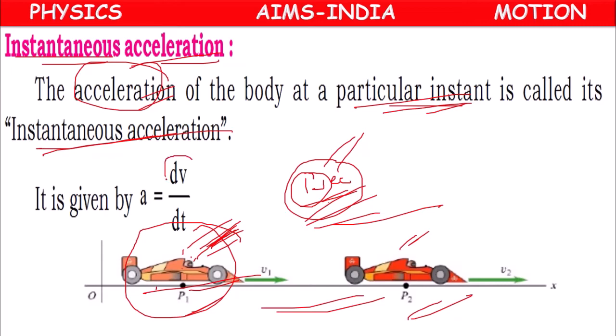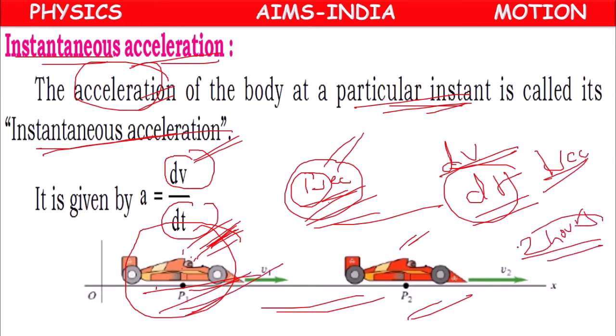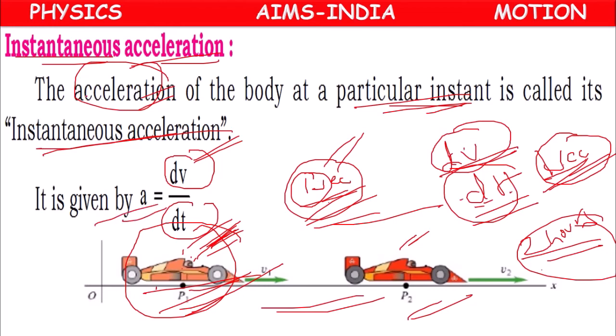But it will be very, very small, dv. dv means small change of velocity, which we can observe in dt. dt means small interval of time, like 1 second. Suppose the total car race is for 2 hours. Compared to 2 hours, 1 second is a very small interval of time. So in that small interval of time dt, how much small amount of velocity changed, the dv by dt, is called instantaneous acceleration, meaning acceleration at that particular instant, at that particular 1 second.